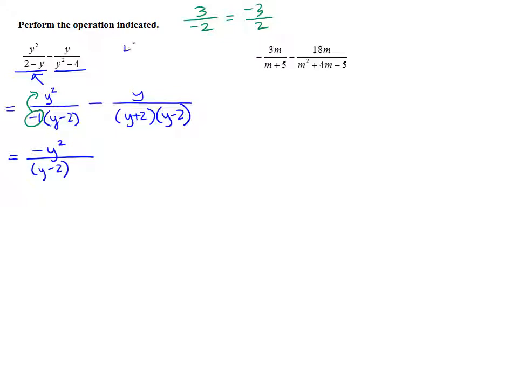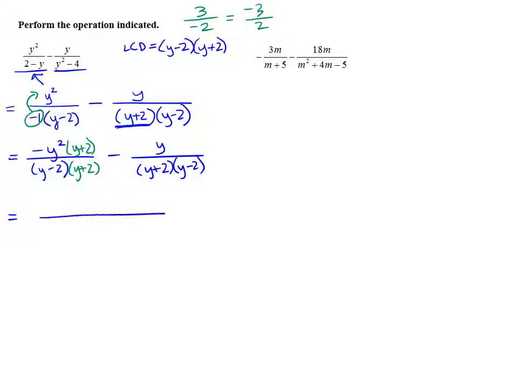Well, when I go to find the LCD, I'm going to take that y minus 2 as part of it, and then I'm going to add in, or multiply in technically, what's left that is missing in the second denominator, which is y plus 2. And in fact, if you look at it, that second fraction had the common denominator already. So I'm going to multiply the first fraction by y plus 2 on top and bottom so that I get that common denominator. And then the second fraction is just going to stay as is because it already had the common denominator.